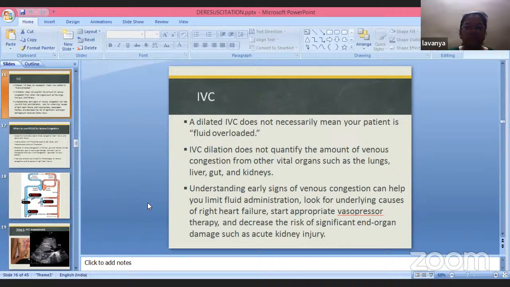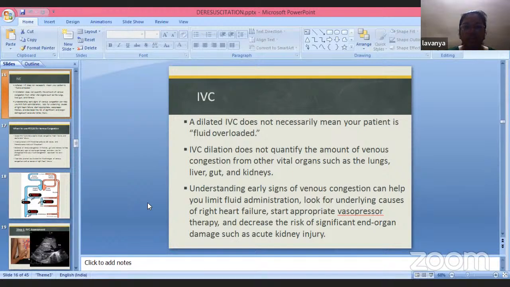So we all know how to do IVC by now. We can see the IVC, see the collapsibility, measure the diameter. All of these we are very well versed. But is it sufficient? Only IVC assessment, like how we thought of CVP, some people felt it is a waste to use for hemodynamic goals. The same way, the IVC may not necessarily mean that the patient is fluid overloaded. And also, it will not quantify the amount of venous congestion in the vital organs like lungs, liver, gut, and kidney.